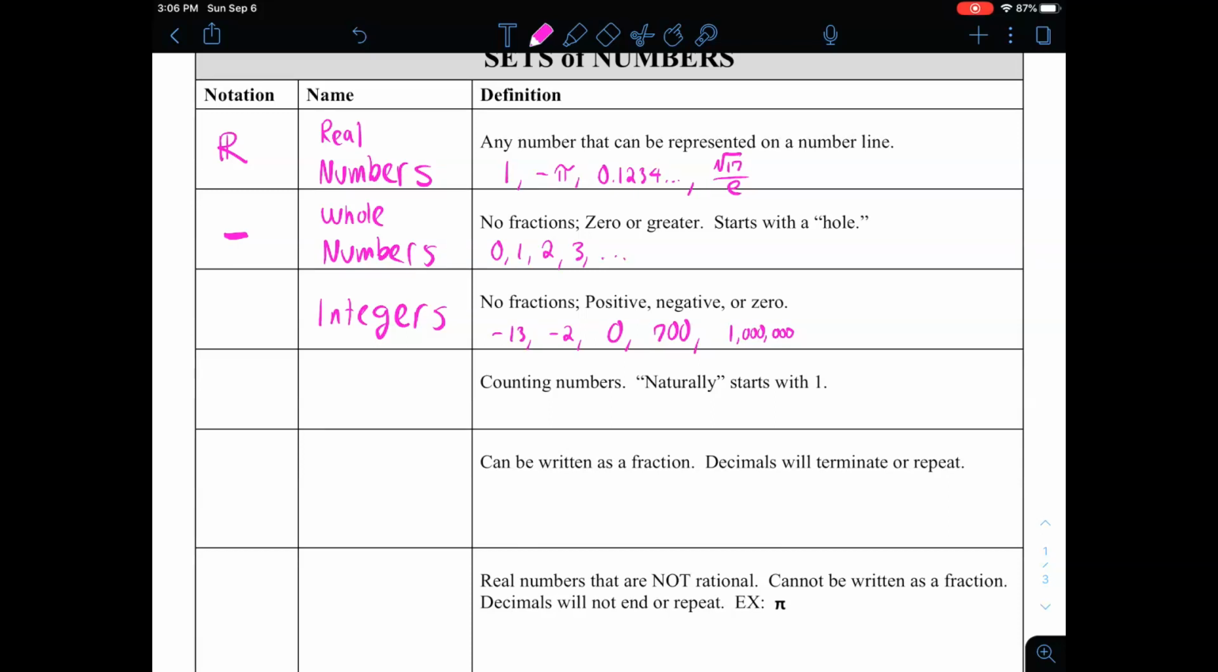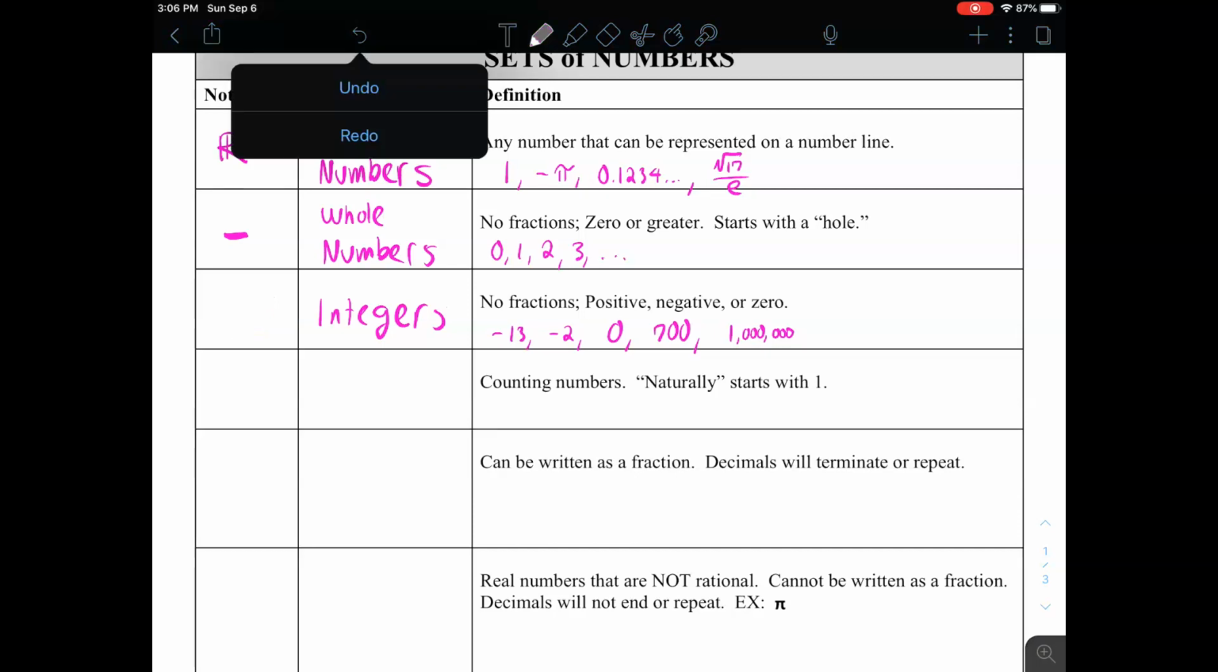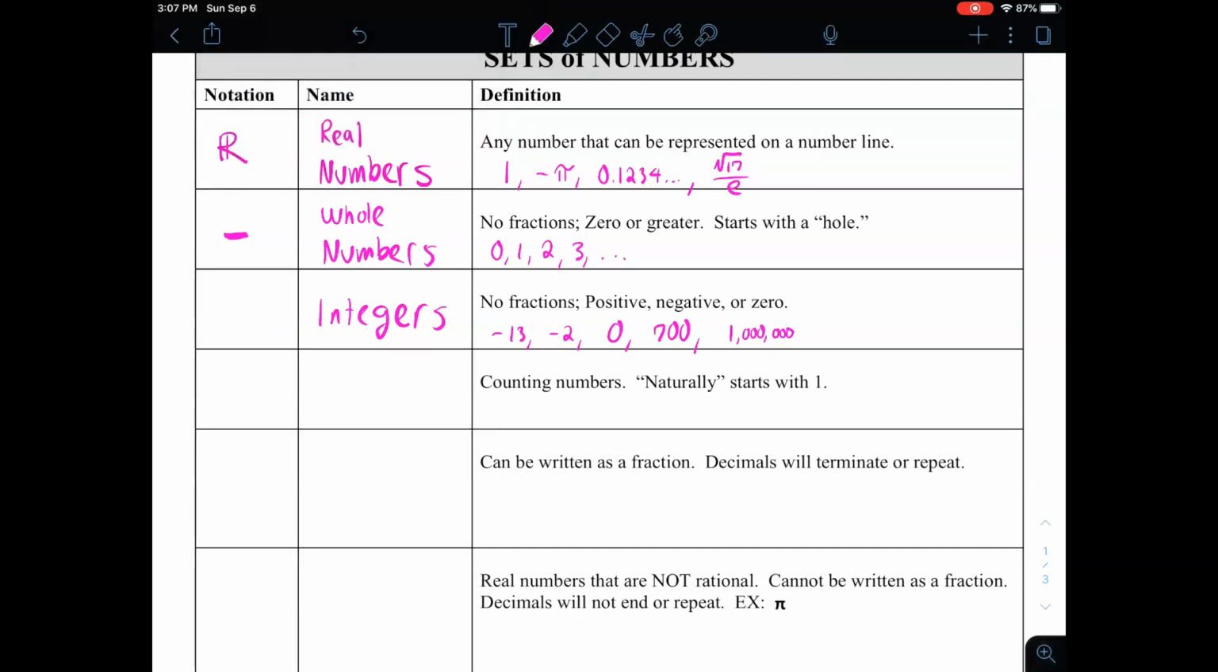And the notation we use for integers is a Z, and it's kind of a double Z like this. That's really bad. I'm going to fix that. It's like a double Z like that. Okay?